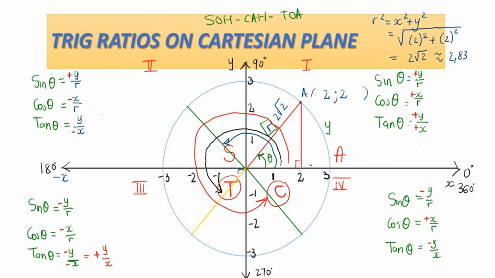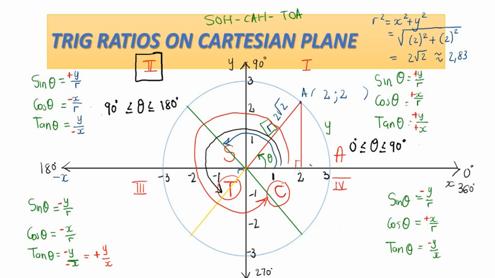Okay, so how would we write this? Like I mentioned, in the first quadrant your angle theta will always be greater than or equal to 0 degrees, but less than or equal to 90 degrees. The angle theta in the second quadrant will always be greater than or equal to 90 degrees and less than or equal to 180 degrees.